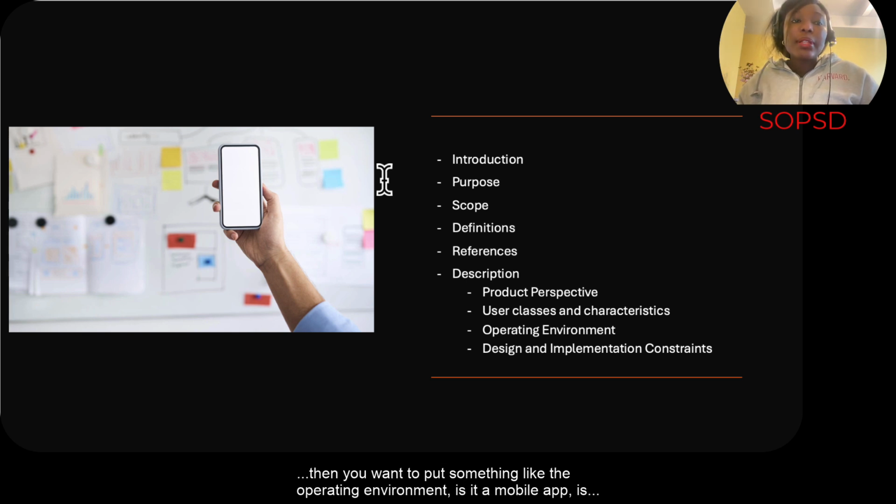And then we'll have caregivers or family members who, if authorized, can also get alerts, so things like that. Then you want to put something like the operating environment. Is it a mobile app? Is it going to be a web app? What would the backend be like? Is it a cloud-based REST API kind of setup?